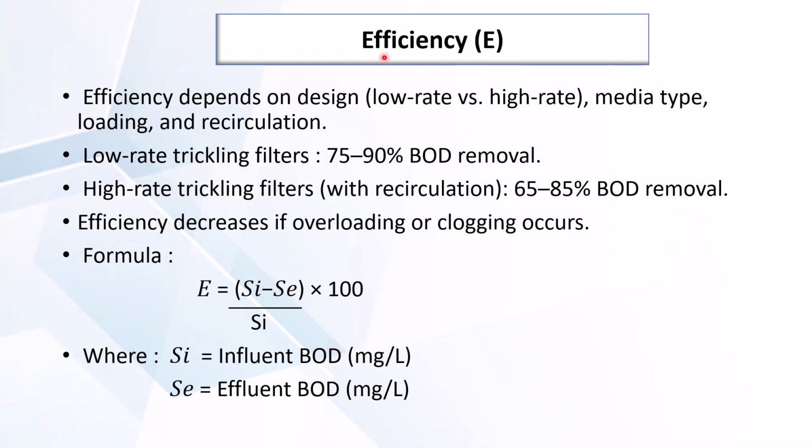Now the third is the efficiency. It depends on the design, like whether you are using low rate or high rate, the media type, loading and the recirculation. Low rate trickling filters remove 75 to 90% BOD. High rate trickling filters with recirculation remove 65 to 85% BOD, and efficiency decreases if overloading or clogging occurs. The formula is E equals SI minus SE upon SI, where SI is the influent BOD and SE is the effluent BOD, into 100.